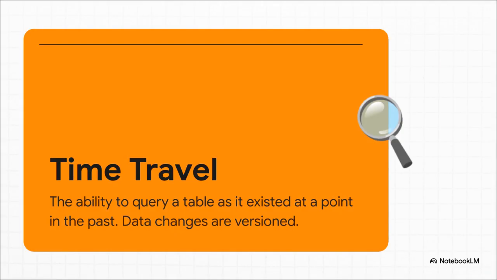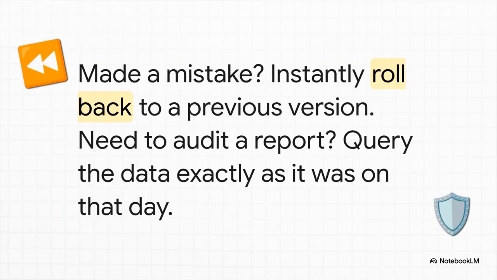All right, this third superpower might be my favorite. It's called time travel, and it's exactly what it sounds like. Because the table format tracks every single change to your data, it creates this perfect version history. This lets you query your table not just as it is right now, but as it was at any specific point in the past. The implications here are just huge.